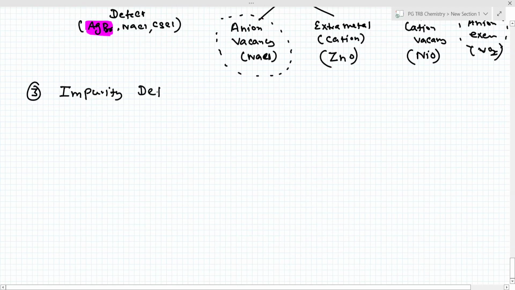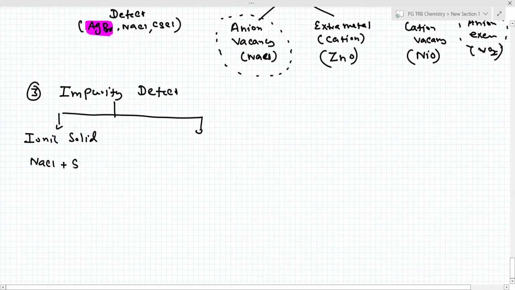Impurity defects. Here, one is the ionic solid. Very important. Ionic solid example: NaCl plus strontium chloride. This example is very important, I will discuss tomorrow. So actually, this is impurity. Strontium chloride is added to NaCl. Strontium 2 plus, Na plus 1. Now, how does NaCl move? Students, tell me. This is an NaCl crystal.